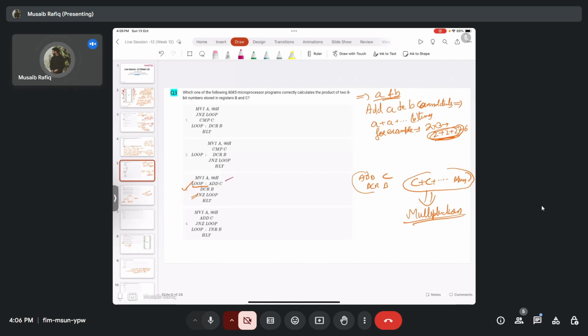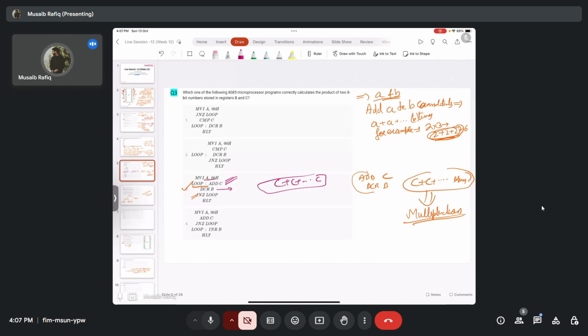Similarly, we have this code which gives the multiplication operation of two numbers stored in registers B and C. First the accumulator is reset, then add C is done at the loop position. Then we decrease the contents of B. Unless the contents of register B becomes 0, we will add C to itself, and ultimately what we'll have is C added B number of times, which is simply a multiplication operation.